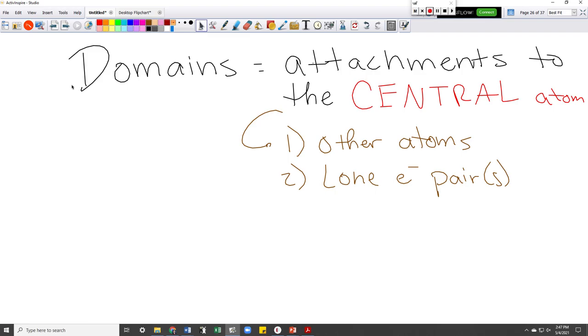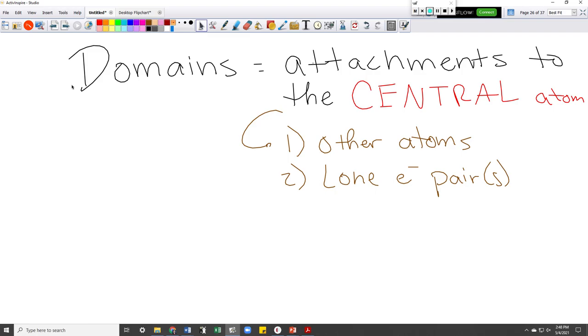Central. There are only 2 things that can be attached to the central atom. What are those 2 things? Another atom. Now, I want to ask this just to make sure everyone's clear of how I wrote it. Does everyone understand why I put the S in parentheses? Because it can be one or multiple. So it doesn't have to be more, but it can be. When you put an S in parentheses, that means it's possible to be more than one. So to make sure everybody understands what that means.